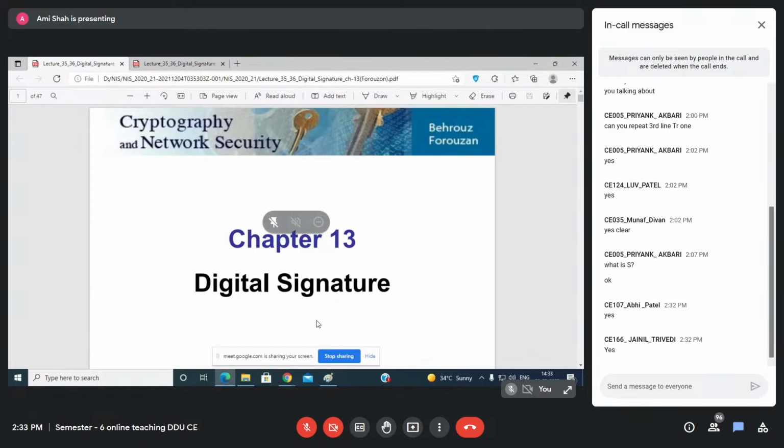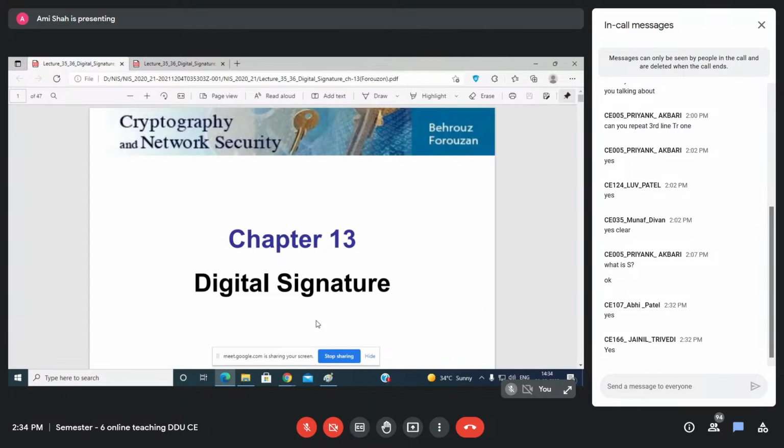Now in this particular chapter, you know the two entities you have to remember are Alice and Bob. When Alice sends a message to Bob, Bob needs to check the authenticity of the sender. He needs to be sure that the message comes from Alice, not from Eve. So there are two parties, Alice and Bob. When Alice sends a message to Bob, Bob needs to check the authenticity of the sender, and he needs to be sure that the message comes from Alice, not Eve.